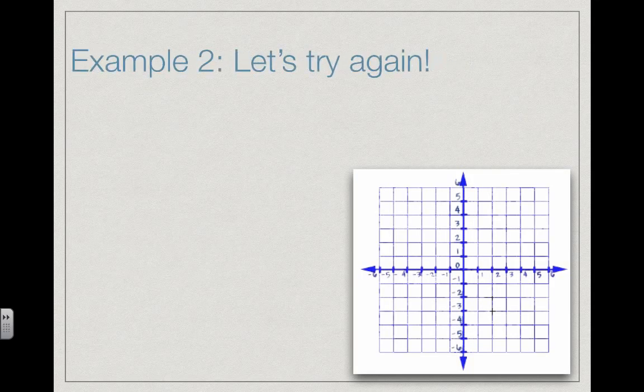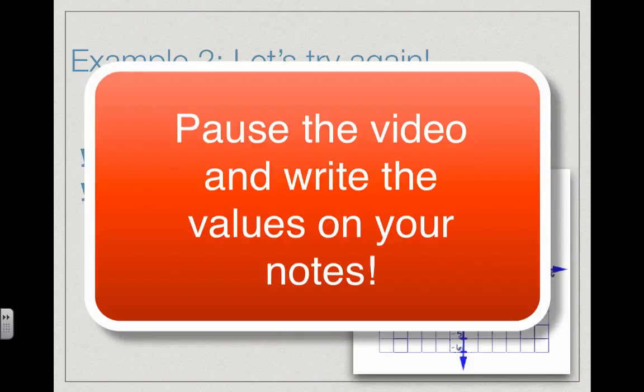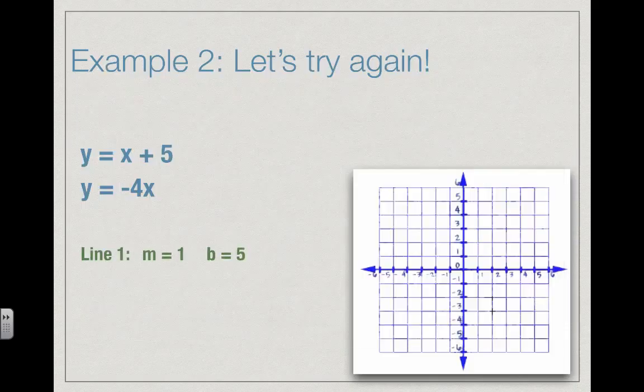Let's try again with example 2. So here's our two lines, y equals x plus 5 and y equals negative 4 minus x. Go ahead and pause the video and write the m value and the b value for both lines. Okay, for line 1, you should have had m value is 1 and b equals 5. And for line 2, you should have had m equals negative 4 and b equals 0.